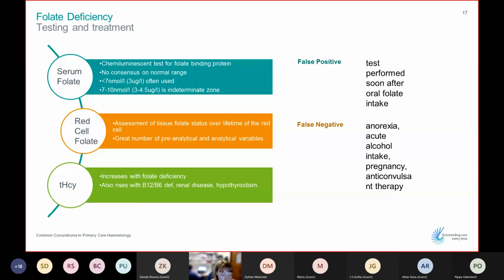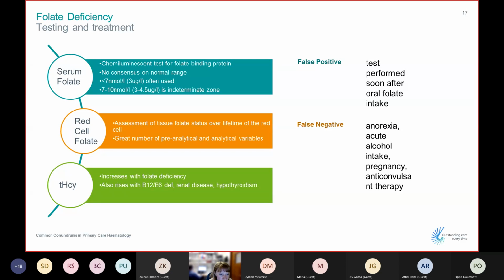So for testing, we have a serum folate chemiluminescence test. And in fact, there's actually still no general consensus about normal ranges, but in general, under 7 nanomoles or 3 micrograms per litre is used as deficiency, and there is an indeterminate zone between 7 to 8 nanomoles per litre or 3 to 4.5 micrograms per litre. We can measure red cell folate. This is an estimate of tissue folate status over the time of the red cell, but there's a great number of pre-analytical and analytical variables.